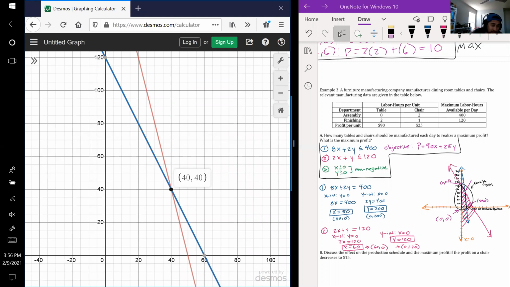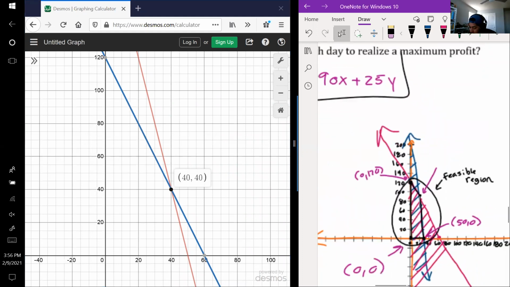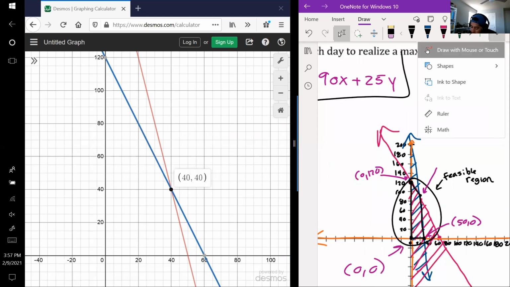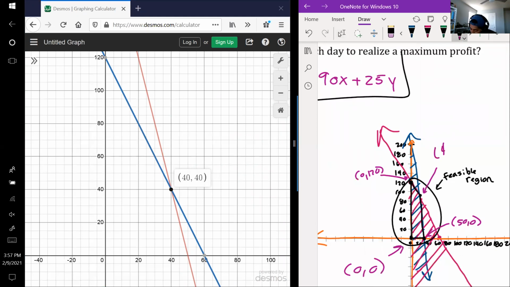60, 120, and 40 and 40. Wow. Okay. Well, this point is 40, 40. That's why we always double check, because sometimes our drawn graphs are not that great, or maybe just mine. Okay, cool. Well, back to the notes.